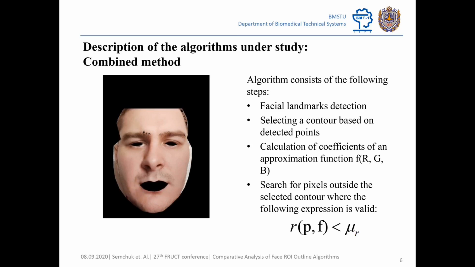Fourth, search for pixels outside the selected contour where the following expression is valid, where l is the Euclidean distance from point P to the approximating function f and nu is the average distance between the color coordinates of pixels belonging to the selected contour and the approximating function. An example of the algorithm result is shown on the slide.